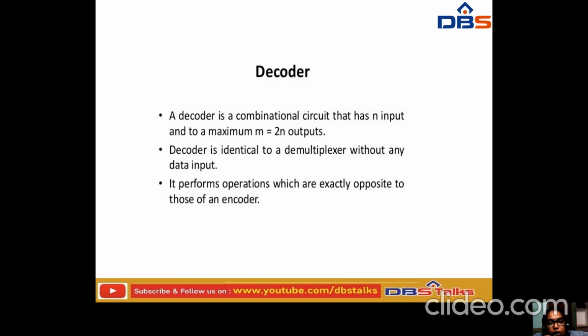Okay, so a decoder is the same as a demultiplexer without any data input. So it performs the operations which are exactly opposite to those of the encoder. What is the operation that the encoder is performing? Exactly the opposite operation is what the decoder is going to perform here. Okay, from this we can say that a decoder is a combinational circuit that has n inputs and a maximum of m, that is 2^n, outputs, and a decoder is identical to a demultiplexer without any data input, and it performs the operations which are exactly opposite to those of an encoder. Okay.